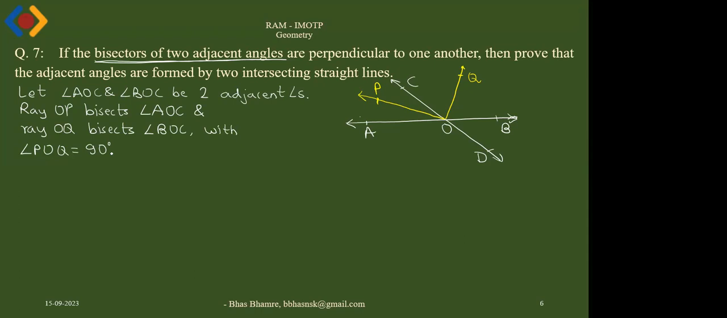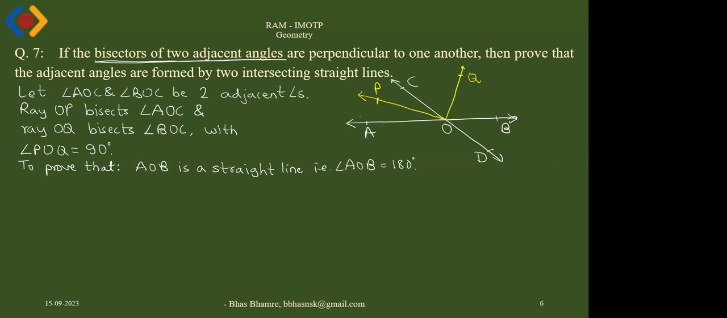Then we need to prove that AOB is a straight line, which implies that angle AOB is 180 degrees. That is a straight angle. That is our destination, to prove that AOB is a straight line, or angle AOB is 180 degrees.